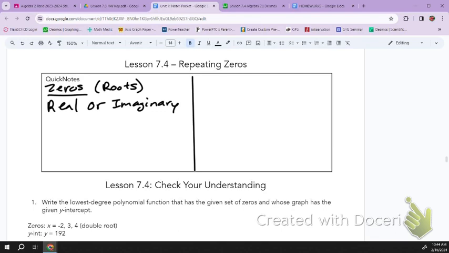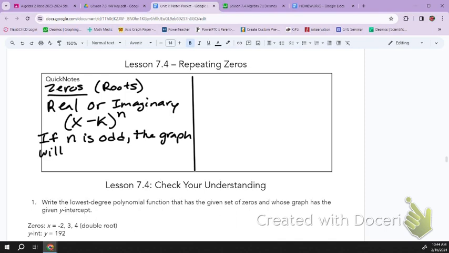And we're going to focus on the factored form. So let's say I have this factor where k is the x-intercept and n is the power. 2 things are happening here. If n is odd, the graph will cross the x-axis at that x-intercept.